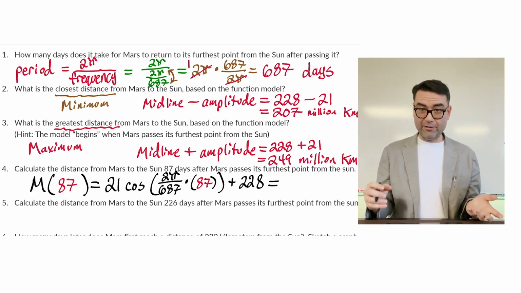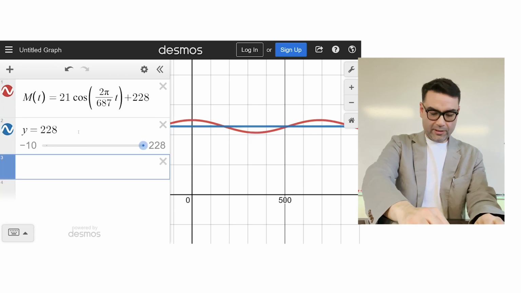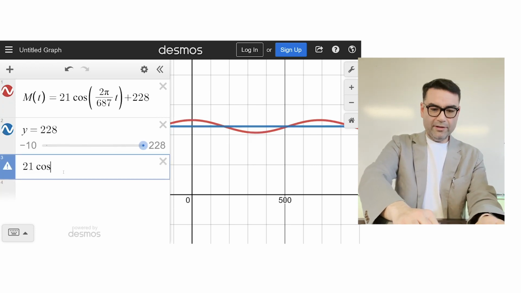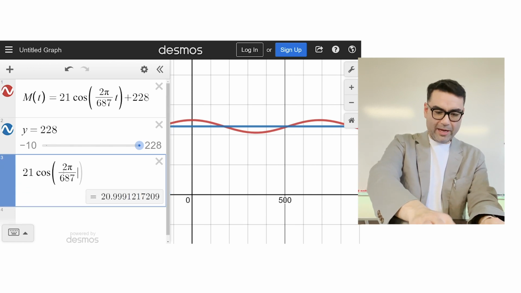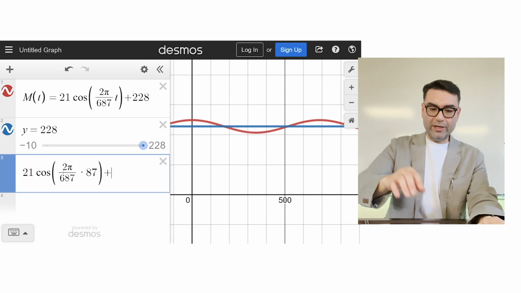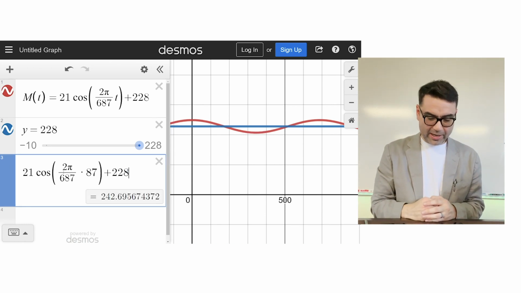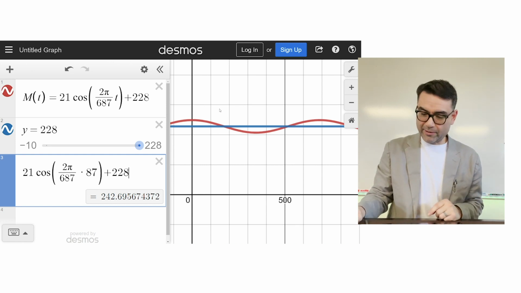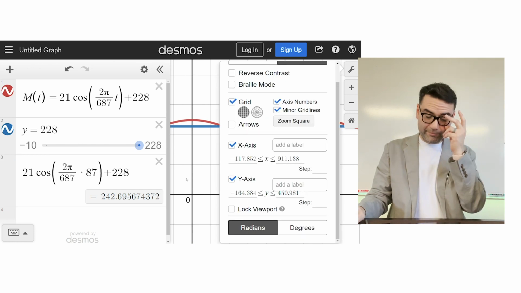According to my calculator, I'm going to go ahead and type it in: 21 cosine of 2 pi over 687 times my 87 days plus 228. And you can see there, according to my calculations on Desmos. Now, make sure, usually the default is radian, but remember it told us that t is in radians, and we are plugging in radians, not degrees.